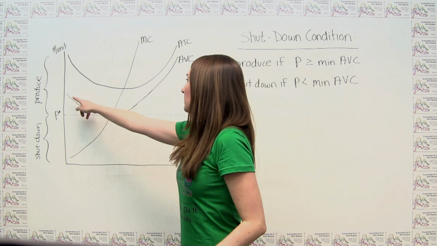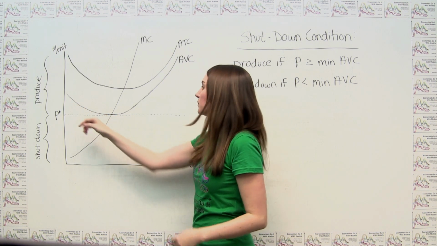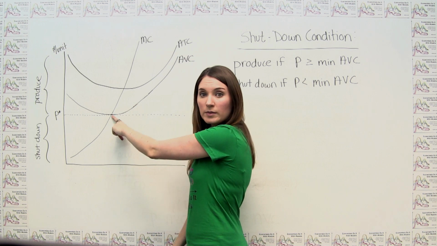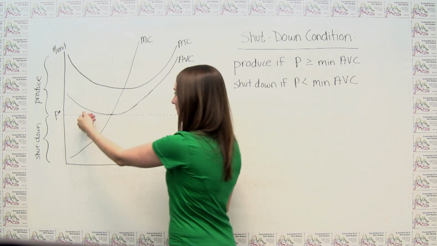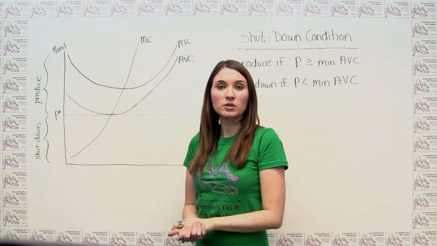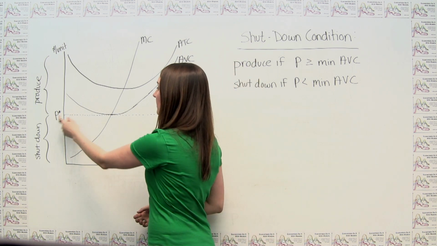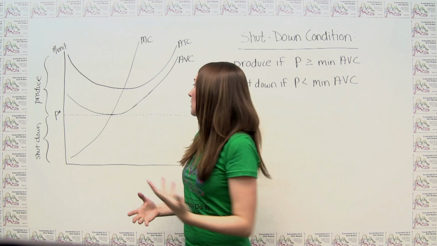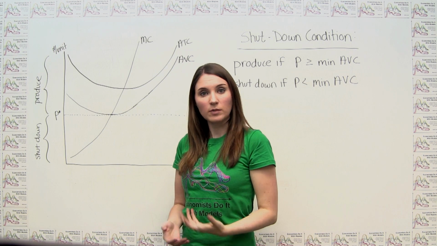So we can see here, most average variable cost curves are U-shaped like this. And in fact, marginal cost hits right at the bottom here. So we can say that if our price is below the bottom of this U, then we want to shut down and we actually want to produce 0. And if our price is above the bottom of this average variable cost U, then we actually want to produce at the quantity where price is equal to marginal cost.